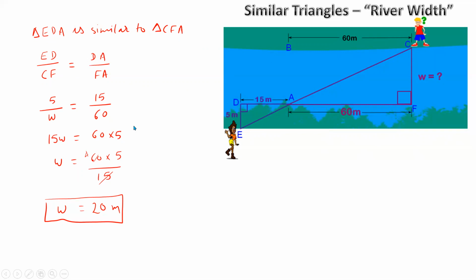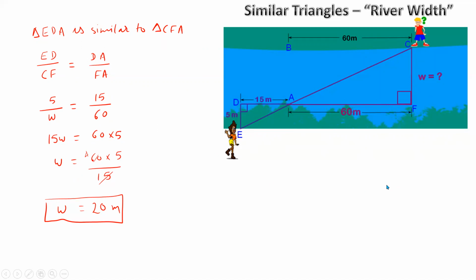What dimensions do we know? So ED is 5, put it there. CF is W, so we write that here, and DA is 15, FA is 60, which is given here and here, and then just cross multiply, just normal math. Reduce it, 15 times 4 is 60, 4 times 5 is 20, and you have your answer. So the distance, or basically the width of the river, can be found even without crossing this part here. Just get the similar triangles and you can easily get this distance.